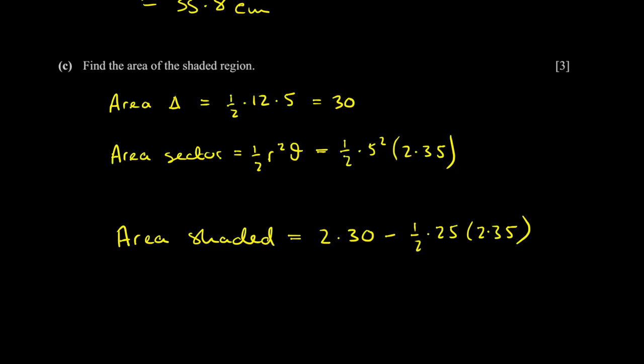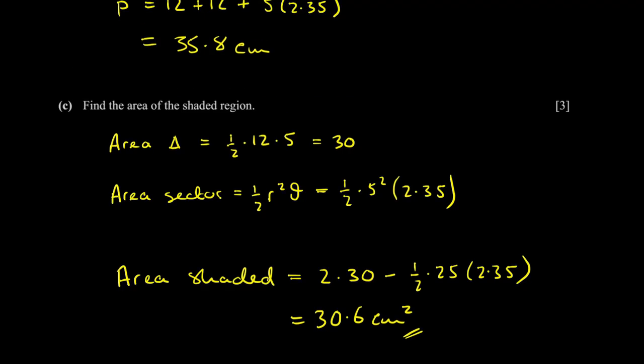Okay, so times by 25, divided by 2, and I got to do 60 minus that answer, and I get 30.599. So I think that should be 30.6, and then the units will be centimeters squared. Okay, I'm just going to check my answer against the book. So 35.8 and 30.6. Let's see what we get. 35.8 and 30.6. Yeah, exactly right.